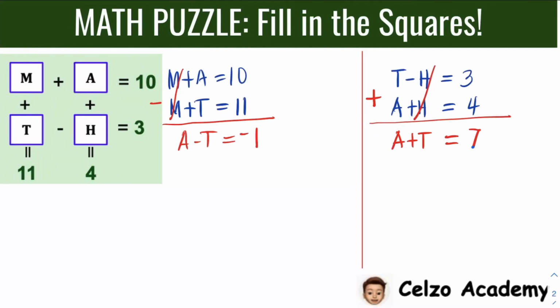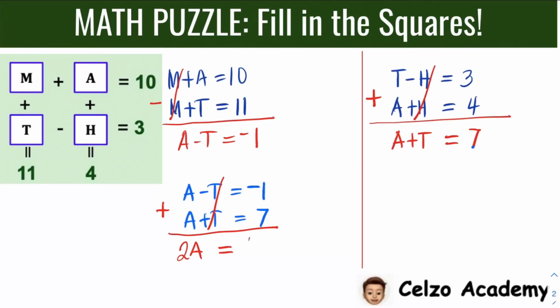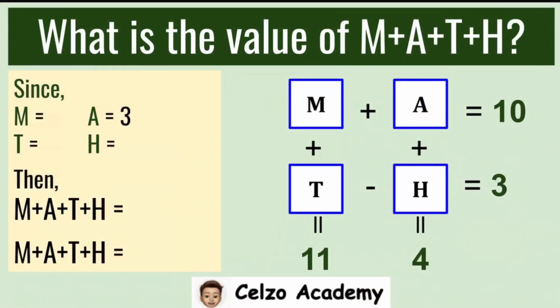Now I will create a third system using a minus t is equal to negative 1 and a plus t is equal to 7. Here I can eliminate the variable t by addition. A plus a is 2a. T and negative t is 0, is equal to negative 1 plus 7 is 6. Dividing both sides by 2, our a value is 3.